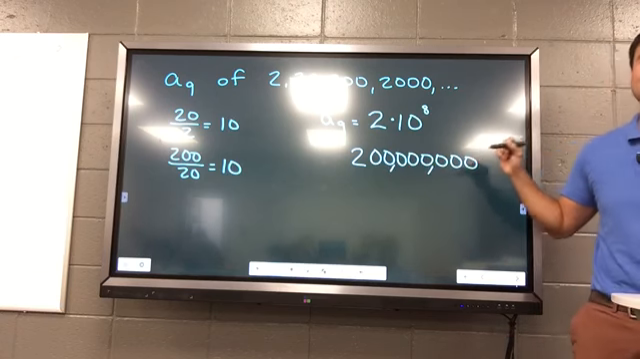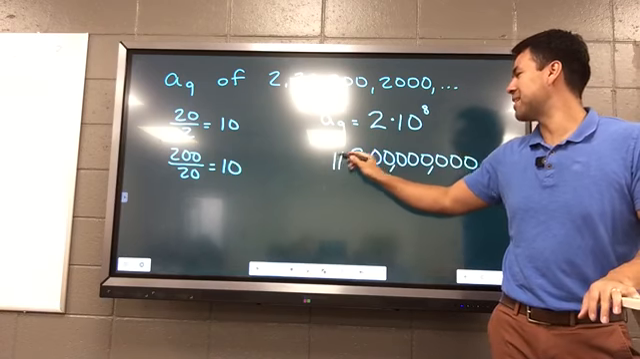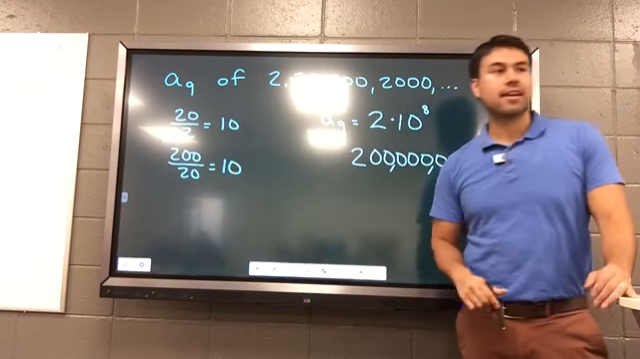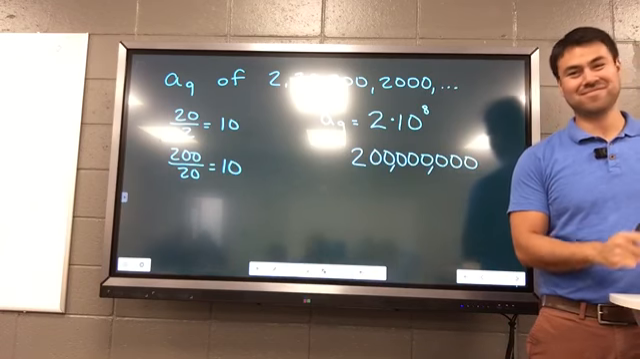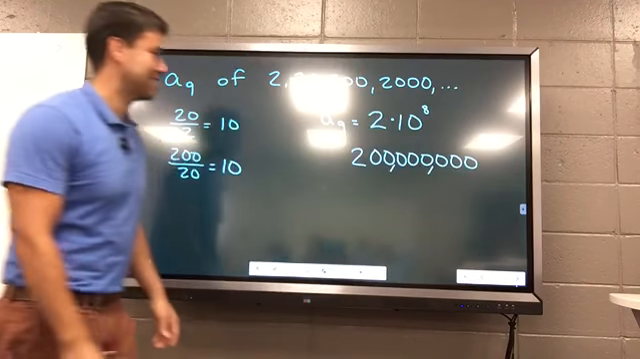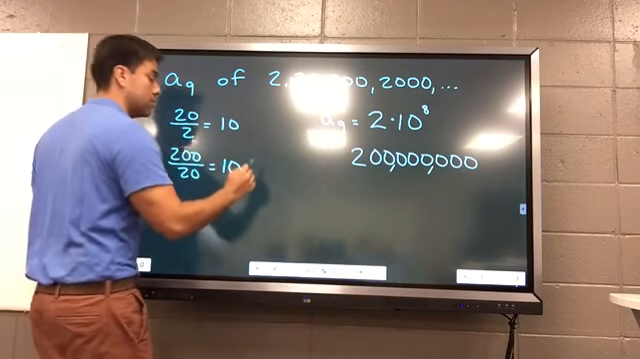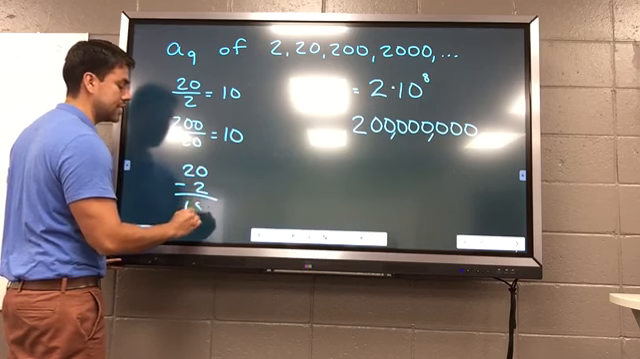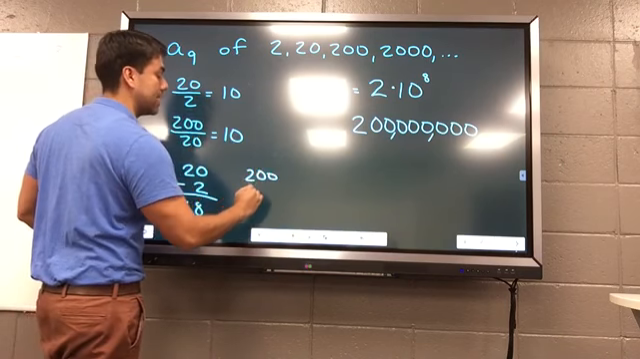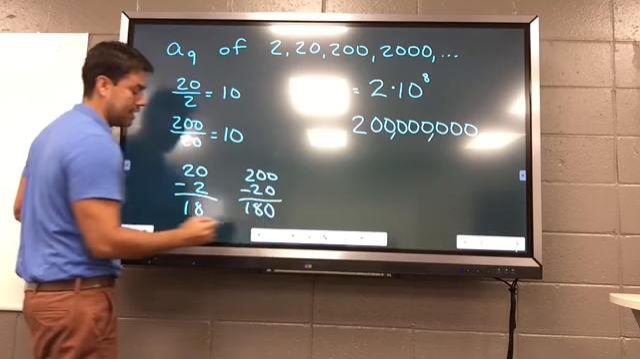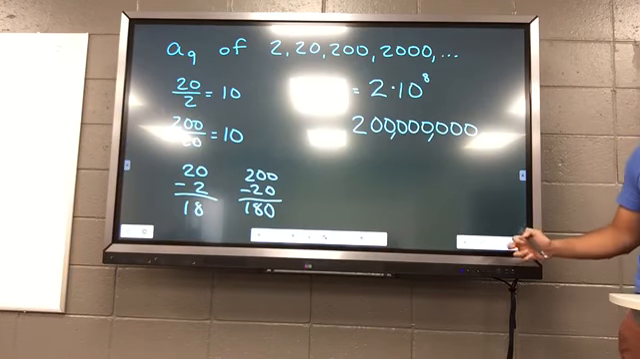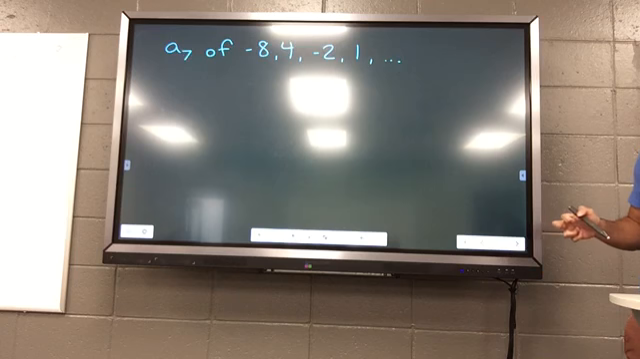Someone's like, hold on, give me some of that money, and that's a lot. How would you do arithmetic to check if it's arithmetic? You would do 20 minus 2, which gives you 18. 200 minus 20 would give you 180. But they're not the same. So for geometric, it's always dividing, and for arithmetic, it's always subtracting. Perfect. All right, go ahead.